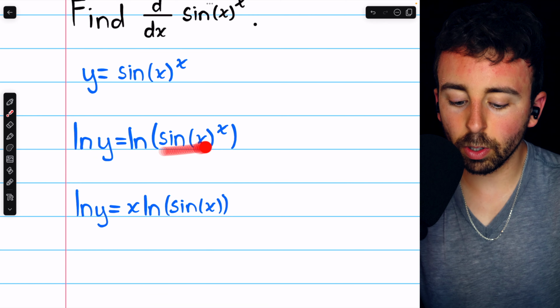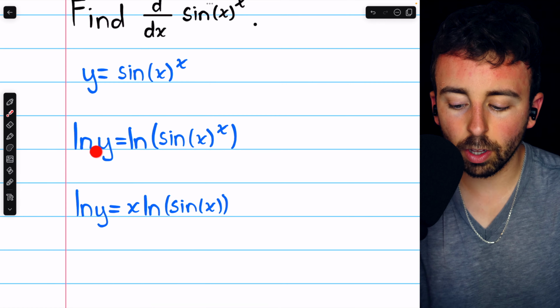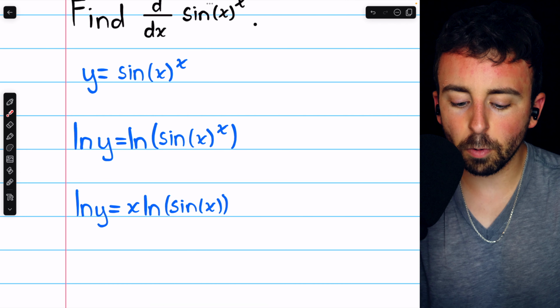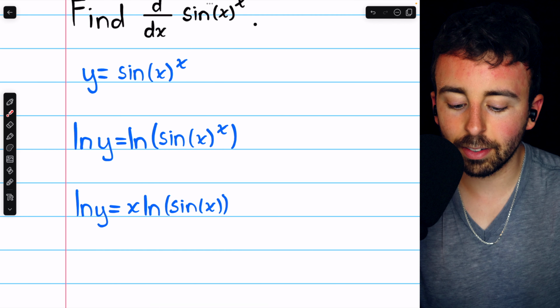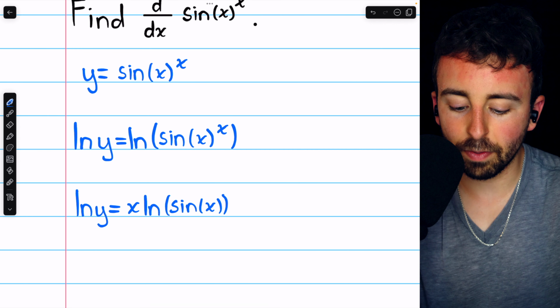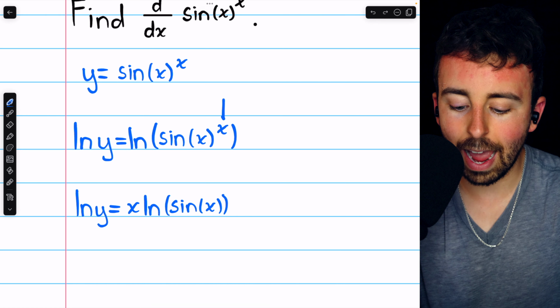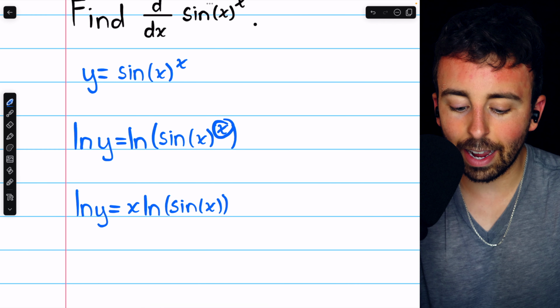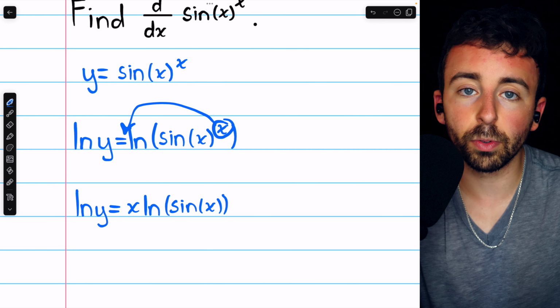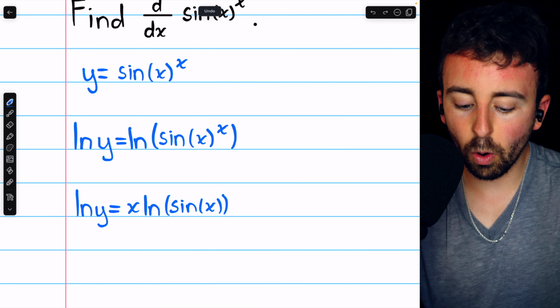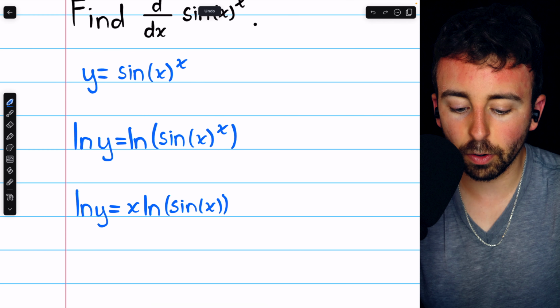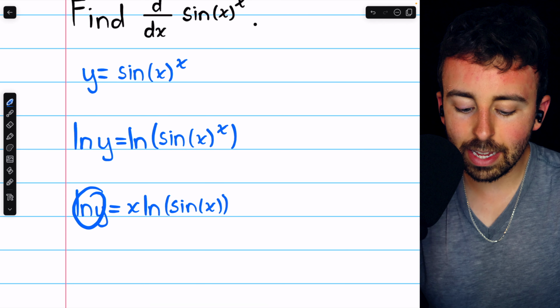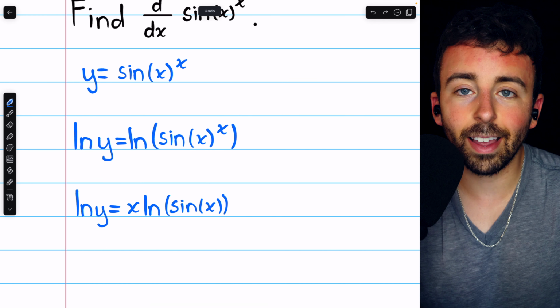So taking the natural log on both sides, we have the natural log of y on the left, and on the right, we have the natural log of sine of x to the power of x. But if the input of the log function has an exponent, you can take that exponent out as a factor. Those are just straightforward log rules. So we bring that x outside as a factor. Now we have ln y equals x times ln sine x.